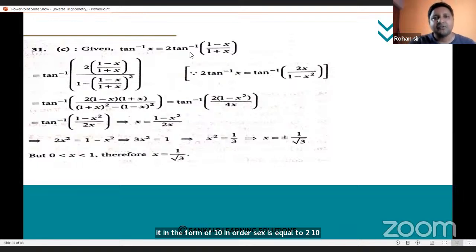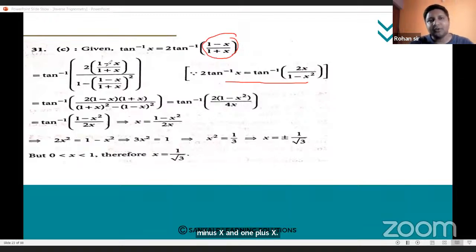Here we make use of the formula for 2 tan inverse x, which is tan inverse of 2x upon 1 minus x square. So this is the result. In place of x, here we have (1 minus x) upon (1 plus x). So this will be 2 into (1 minus x upon 1 plus x) divided by 1 minus (1 minus x upon 1 plus x) whole square. So on simplifying further, what do we get?